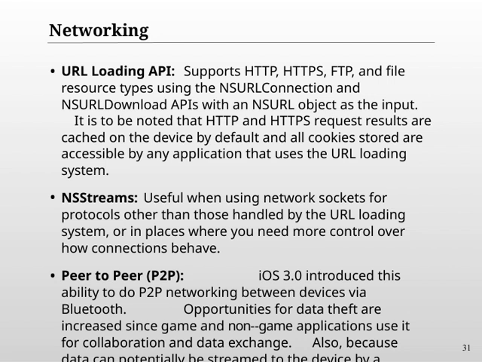Finally, there's peer-to-peer or P2P networking. iOS introduced this feature in version 3, allowing devices to connect directly via Bluetooth. This opens up opportunities for collaboration and data exchange without needing a traditional network connection. However, it also increases the risk of data theft, especially since both game and non-game apps can use it for sharing. Plus, since data can be streamed from an untrusted source, you need to be cautious and handle potential malicious inputs carefully.